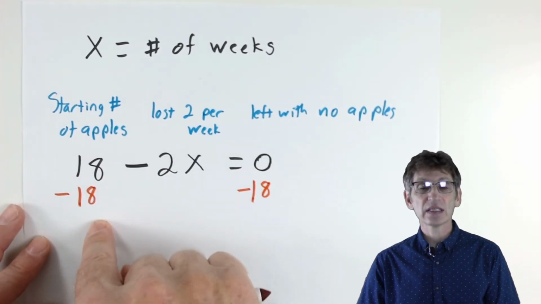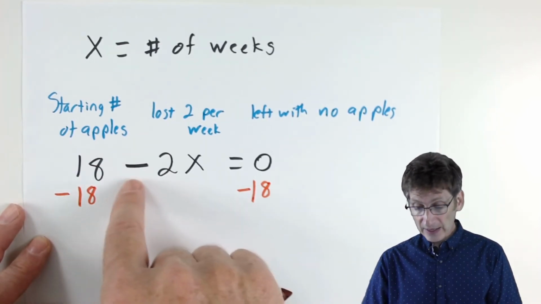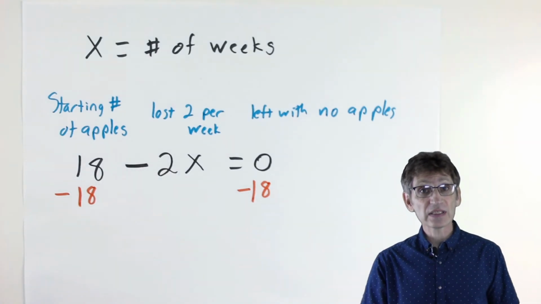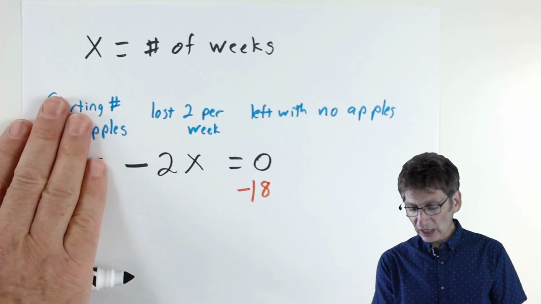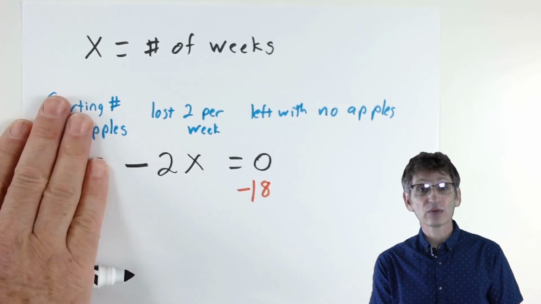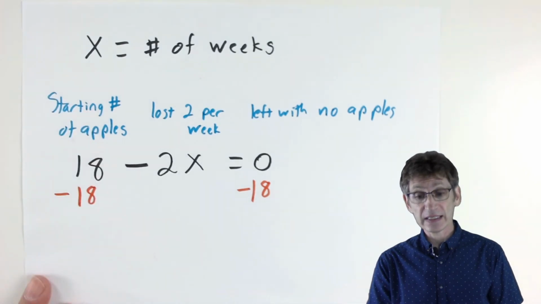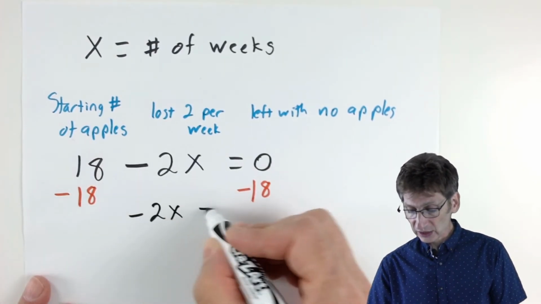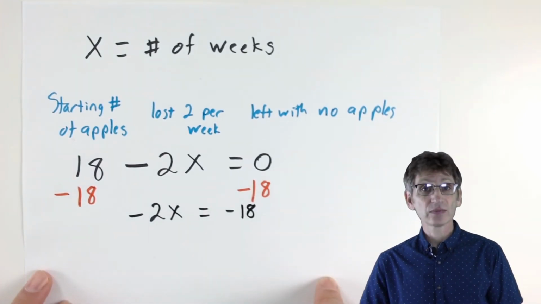18 minus 18 is 0, so the 18 and negative 18 will cancel out. And that leaves us with, be careful here, this negative stays with the 2x. This is negative 2 times x when we consider it as a term by itself once the 18 is gone. Negative 2x equals negative 18 is the resulting equation.